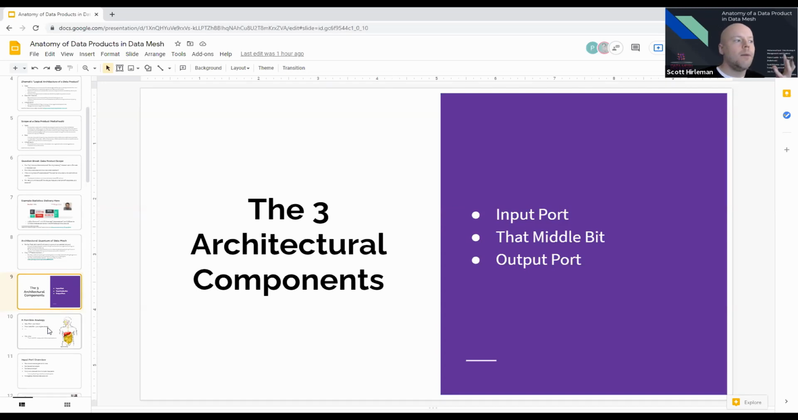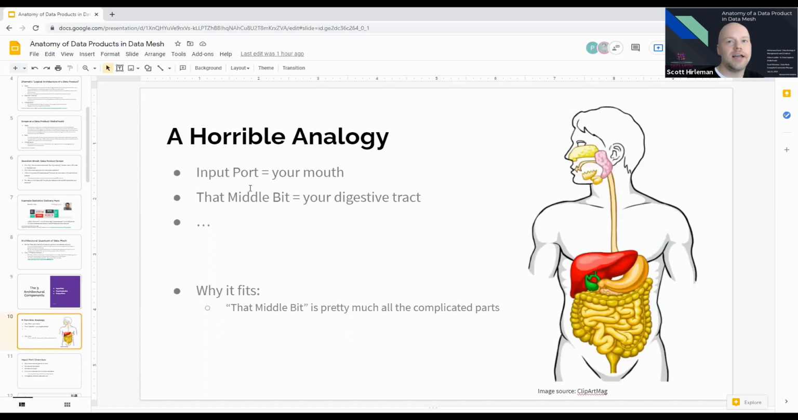So a data product basically has these three architectural components. And I'm going to use an absolutely awful analogy, but the input port is your mouth. That middle bit is your digestive tract.